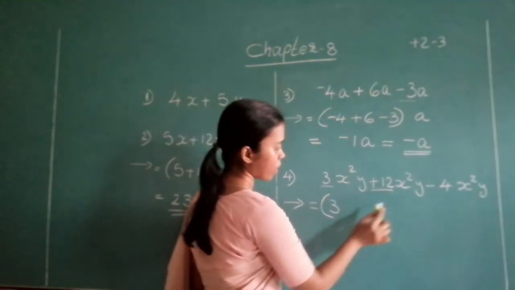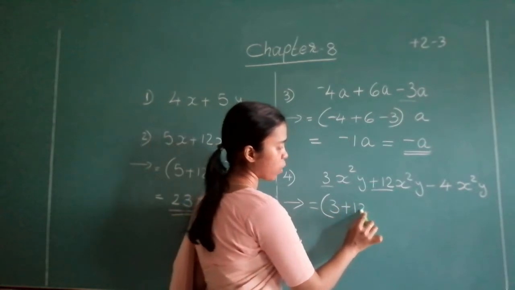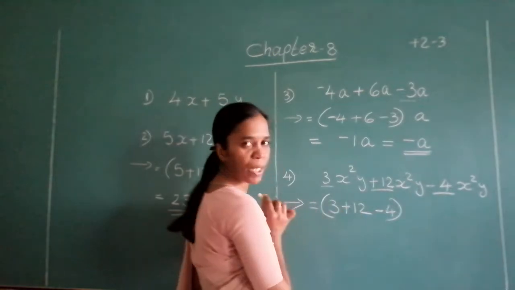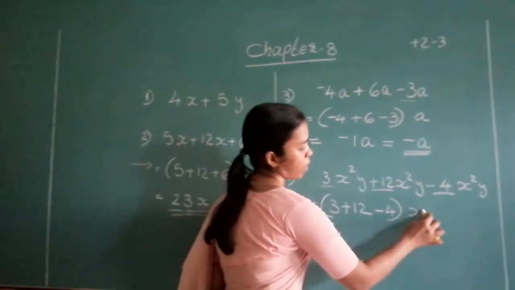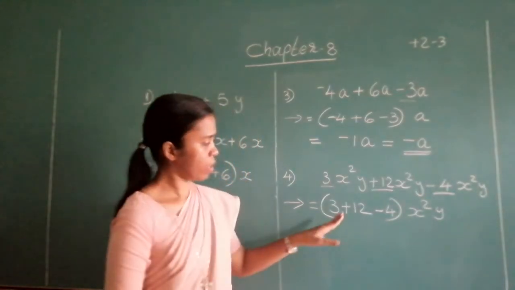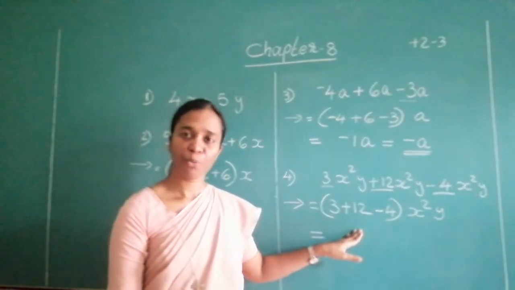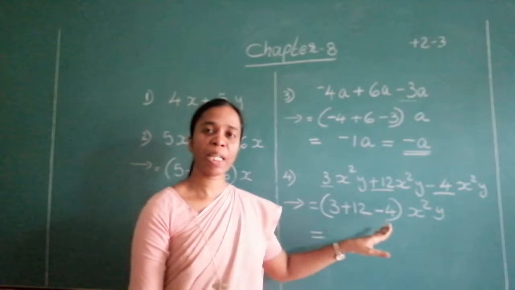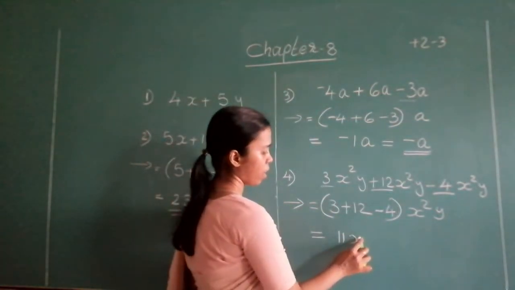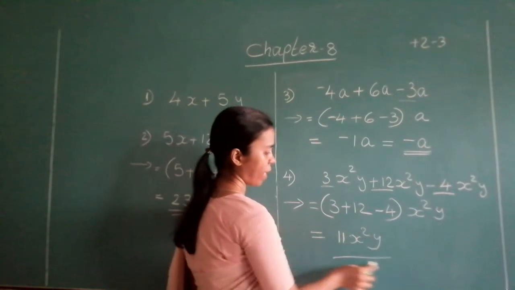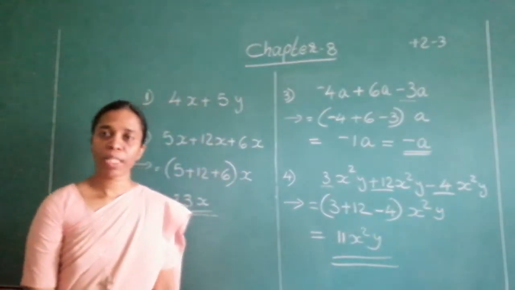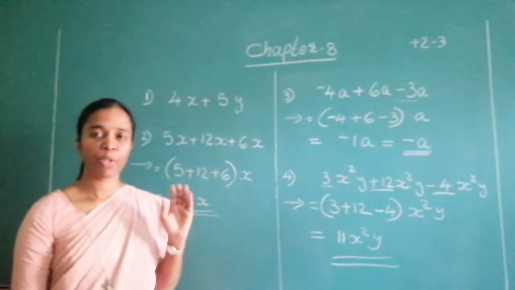Coefficient in the second plus 12, coefficient in the third minus 4. Close the bracket. What are the variables? x square y. So what is the answer over here? 3 plus 12, 15. 15 minus 4, you have 11 x square y. This is the answer. I suppose this is clear to you how to add.